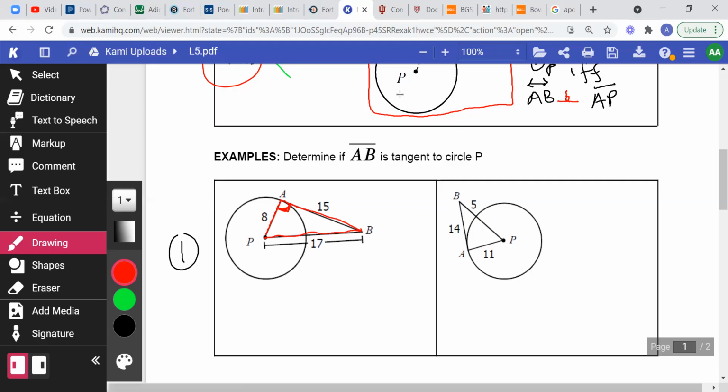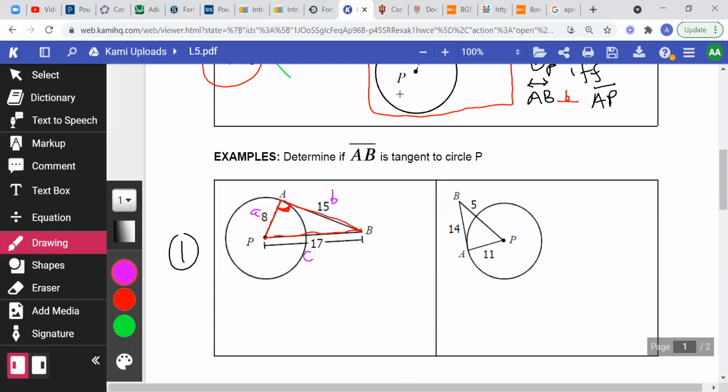Then how do we show that AB is indeed tangent to the circle? We're going to make use of the Pythagorean theorem, okay? So what does Pythagoras say? What is the longest side in this triangle, ABP? One side is 17, one is 15, one is 8. PB, okay. So PB we're going to call C, and the two other sides we're going to call A and B.